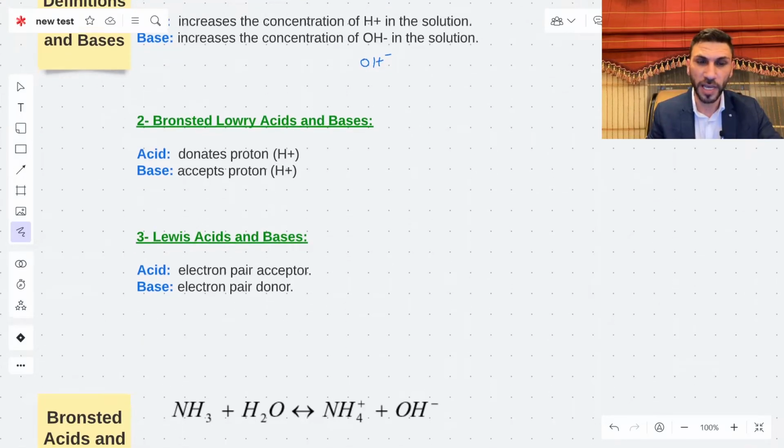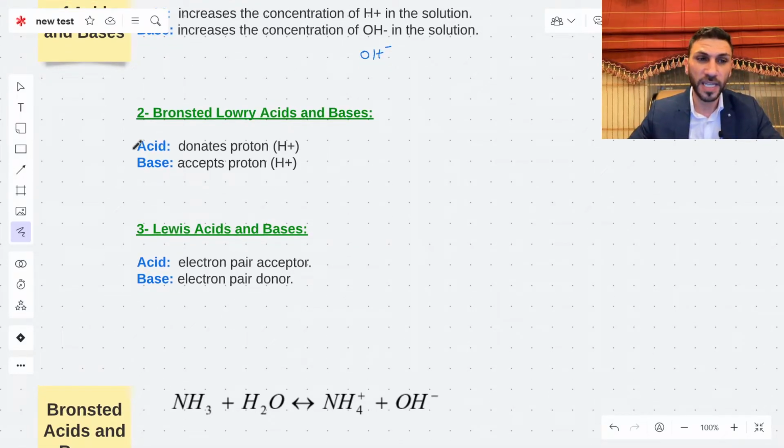Bronsted said that the acid donates a proton. And when we talk about the proton, it's the H positive ion, the hydrogen ion. We call it the proton when we study acids and bases. So the acid donates, gives away, a proton, and the base accepts this proton. And in this section, we're going to focus on Bronsted acids and bases.